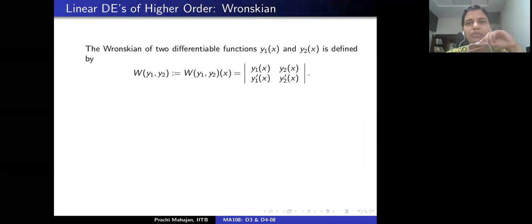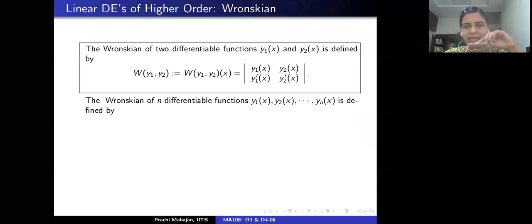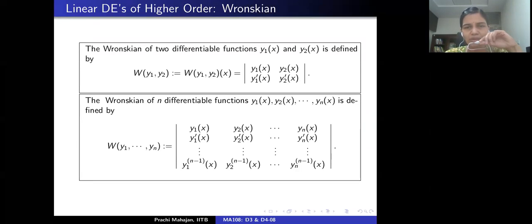Remember, the Wronskian of two differentiable functions y1 and y2 is defined as the determinant of a certain matrix. Similarly, if we have n differentiable functions y1, y2, ..., yn, then the Wronskian of these n functions is the determinant of an n cross n matrix whose rows are defined as follows. The first row is y1, y2, ..., yn. The second row is the first derivatives of each of these functions, and so on. The third row is the second derivatives, and the last row is the n minus 1 th derivatives of these functions. All of this is under the assumption that each of y1, y2, ..., yn is n minus 1 times differentiable. Is that okay?